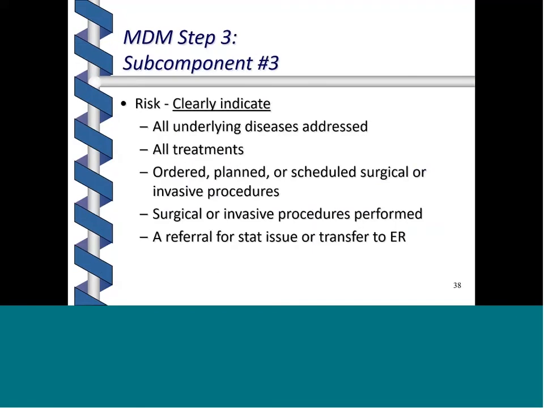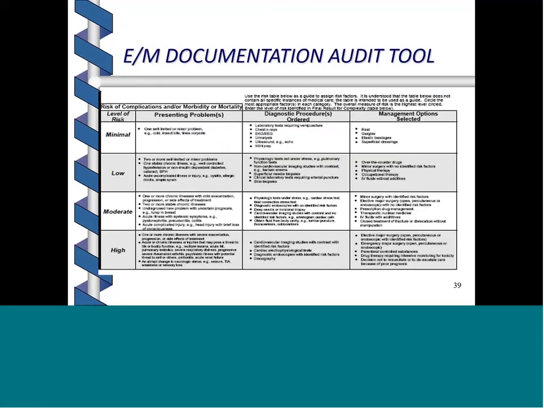So the last one is the risk of the patient. This looks at the risk for the underlying diseases that you address, treatments that are being provided, ordered, planned, or scheduled procedures that are being done, any surgical or invasive procedures that you are ordering to be performed, or a referral for a stat issue or a transfer to the ER. So this is our risk table.